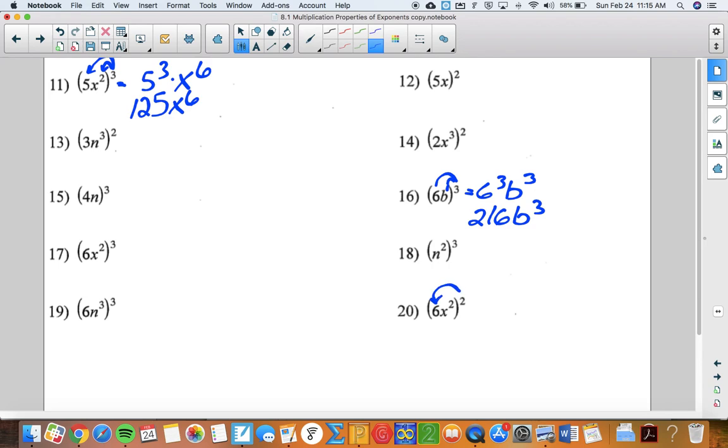Sprinkle the power of 2 to the coefficient and sprinkle it to the exponent there. So this means 6 to the power of 2, which is 36, and then we have x to the power of 2 raised to the power of 2, so I multiply that together, and 2 times 2 is 4, so 36x to the 4th.